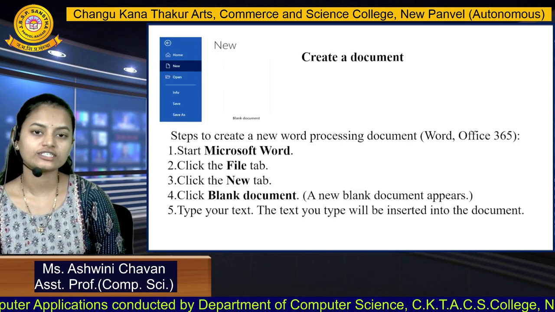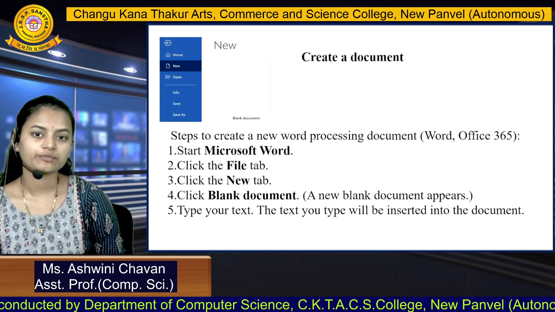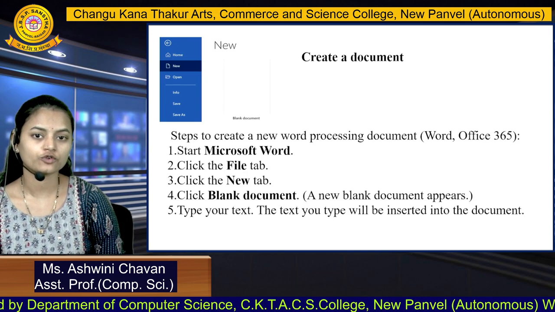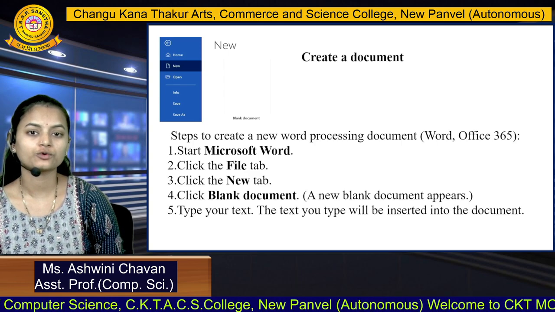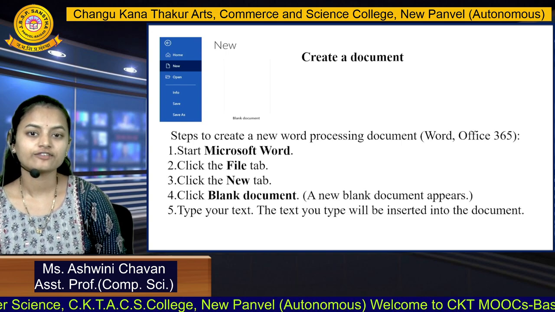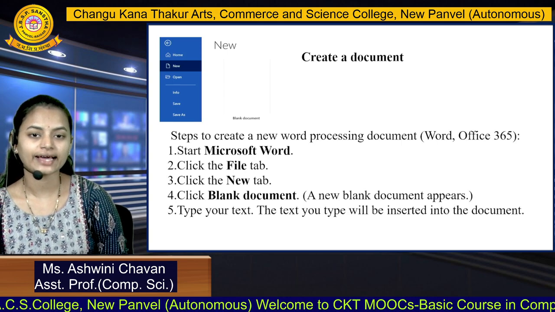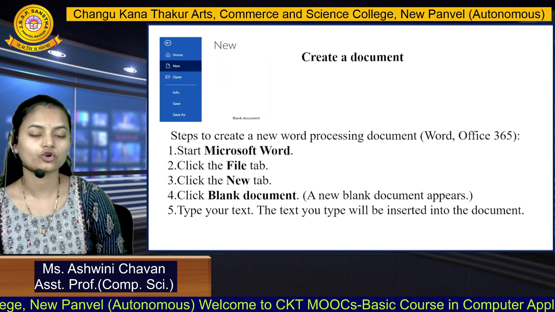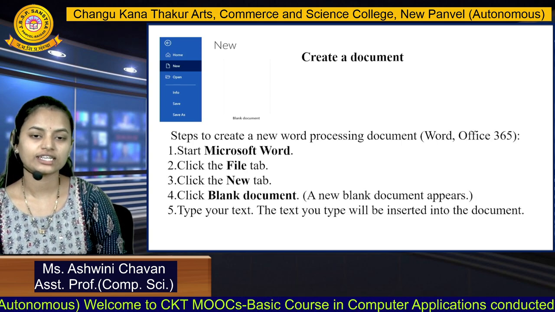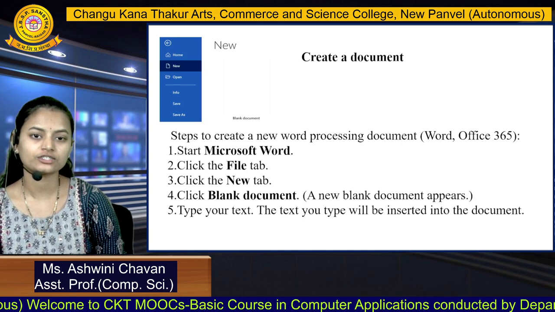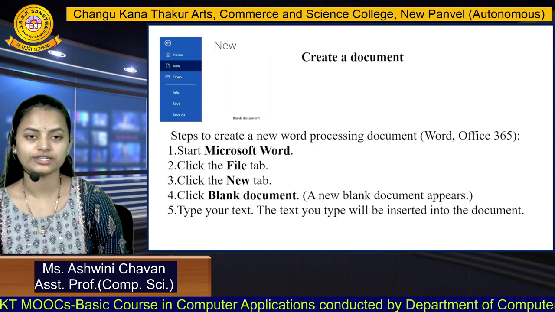So first of all, we'll see how to create a document. The very first step is to start Microsoft Word. Then after Microsoft Word opens, we have to click on the File tab. Then we have to go to the New tab. Then next is to click on the blank document. So a new blank document appears on our screen. Then we can type a text, whatever text we want to insert in our document. So the text typed will be inserted into our document.